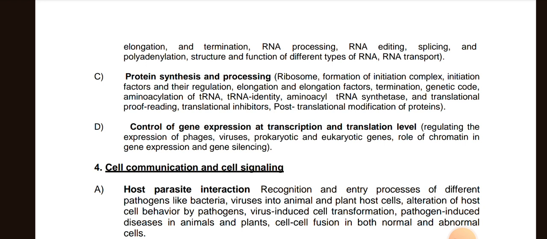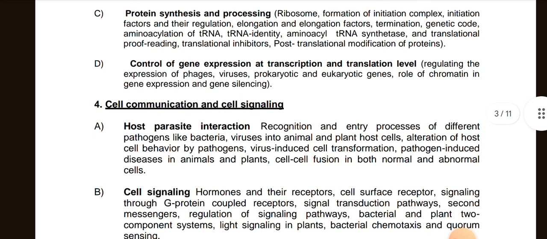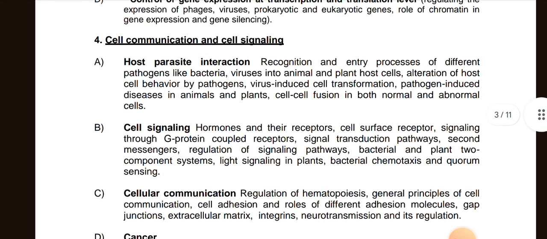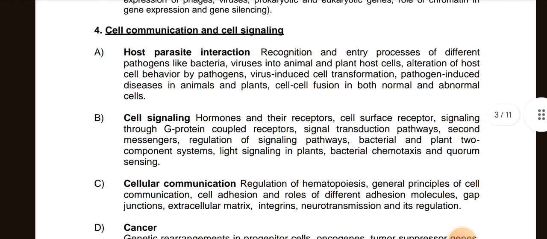These are very important things, and also translational proofreading. The next subunit we will be discussing is about the control of gene expression at transcription and translation level. Here we will be seeing about the viruses, prokaryotic and eukaryotic genes, role of chromatin in gene expression and gene silencing. Next, the fourth unit we will be discussing is cell communication and cell signaling.